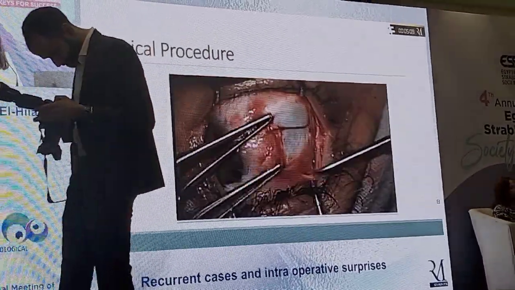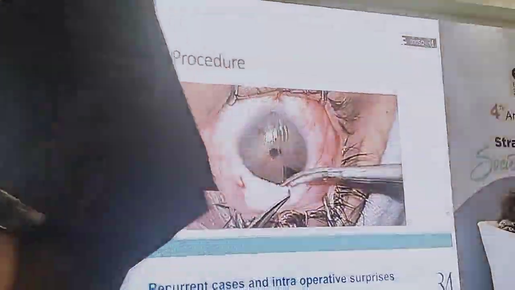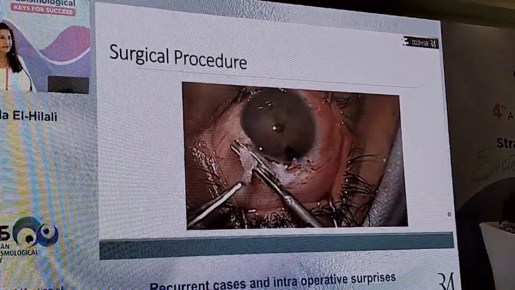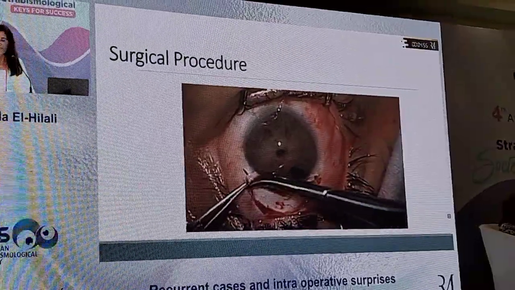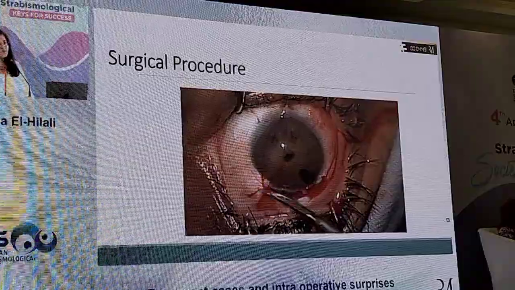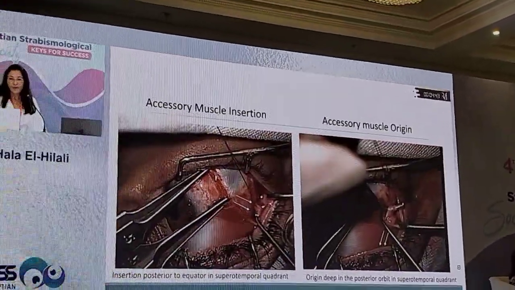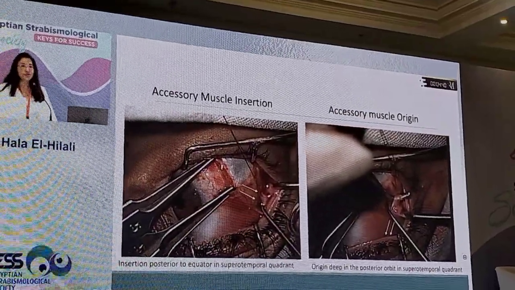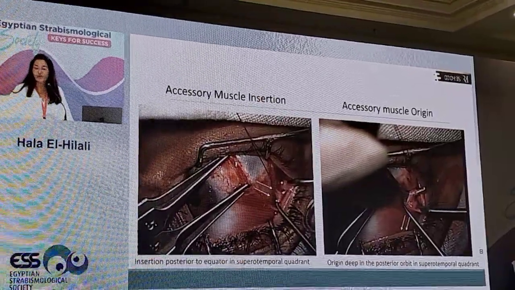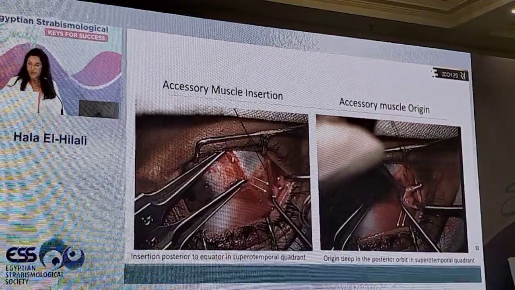I recessed the lateral rectus muscle because it was still a tight muscle, and then I stopped to think: should I go on and recess the inferior rectus muscle, which was my original plan, or should I not recess it? I stopped there for a while and started to think about how the accessory muscle was contributing to this deviation. What was its effect? Looking again, the insertion was posterior to the equator in the supratemporal quadrant. On the right-hand side, the arrows point to where it was coming from, and it was coming from deep in the orbit, but again, still in the supratemporal quadrant.